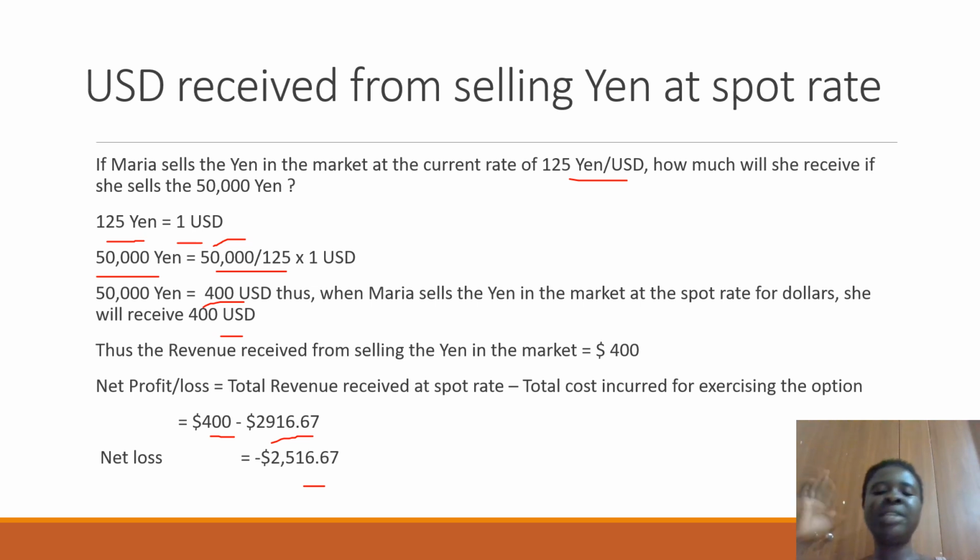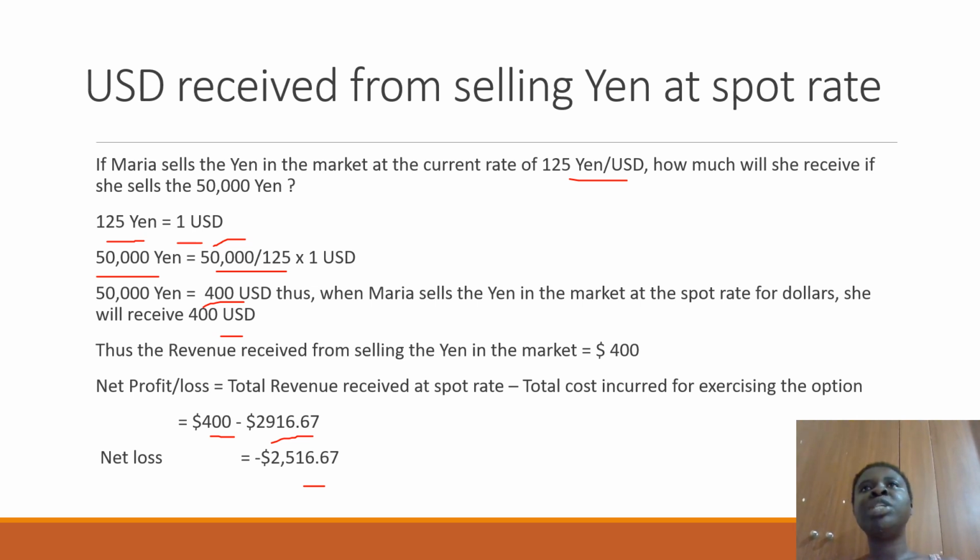But now let's say that she decides that she's not going to exercise the option. What will be her costs? She will lose only the premium, because mind you, if she decides to buy from the market, she can get 125 yen for just $1. But if she's buying it from the bank, she's getting just 120 yen for $1. So being rational, she's not going to exercise. It means that she's going to incur the premium cost, right?